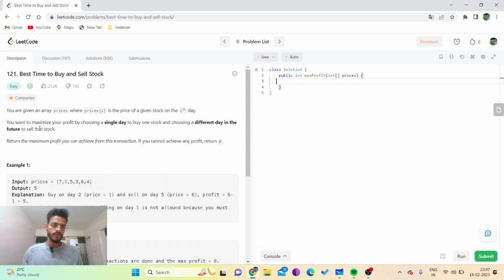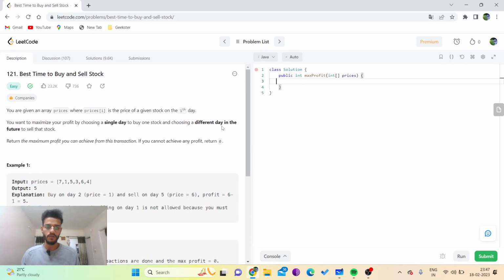So what we have to do is maximize our profit by purchasing on a single day and selling that stock on another day, and return the maximum profit you can achieve from this transaction. If you cannot achieve any profit, return 0. So we have to return the maximum profit we can make from that array.